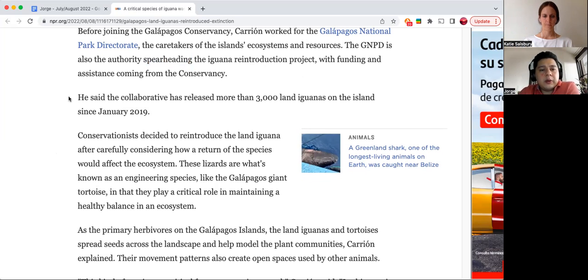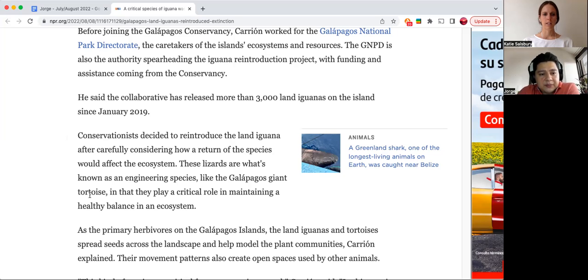He said the collaborative has released more than 3,000 land iguanas on the island since January 2019. Conservationists decided to reintroduce the land iguana after carefully considering how a return of the species would affect the ecosystem. These lizards are what's known as an engineering species, like the Galapagos giant tortoise.